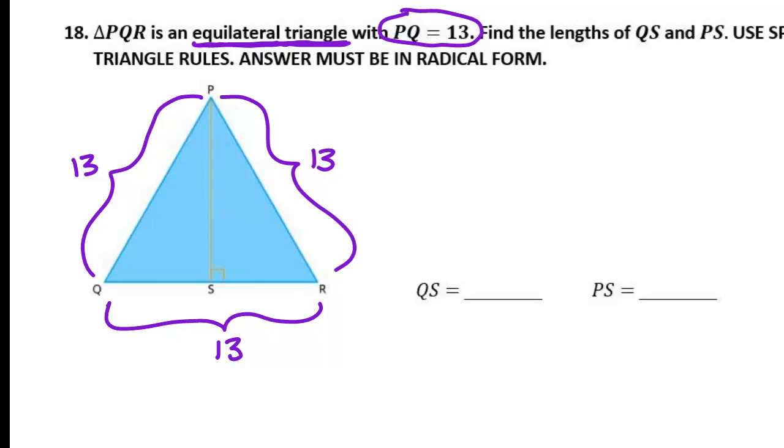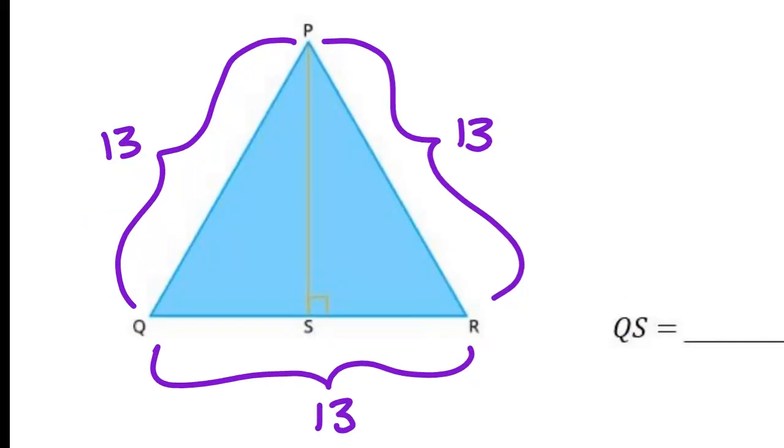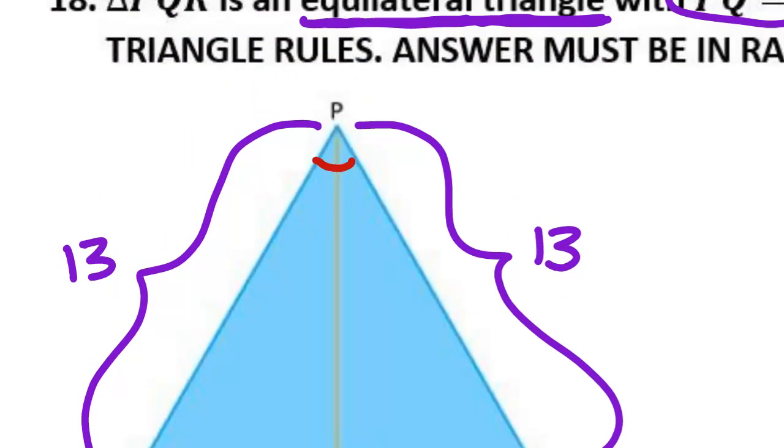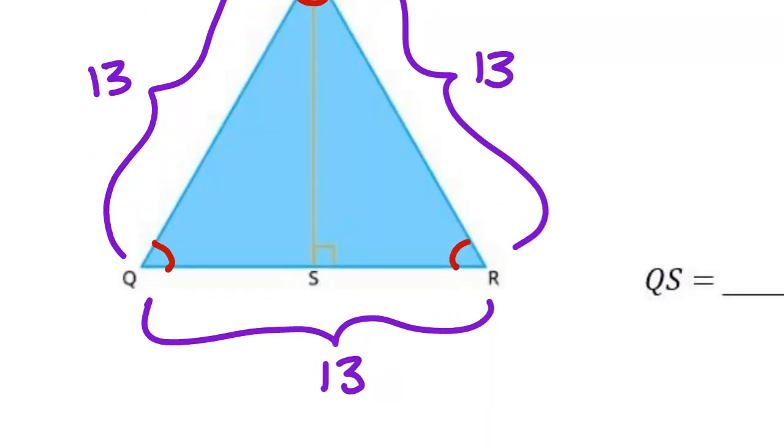What else is going to be the same in this triangle? It has 3 congruent sides and 3 congruent angles. So angle Q down here, angle R, and the entirety of angle P up at the top. How big are all 3 of those angles? 60.